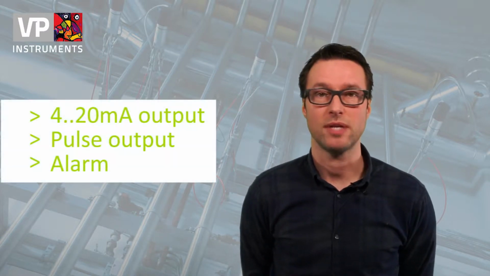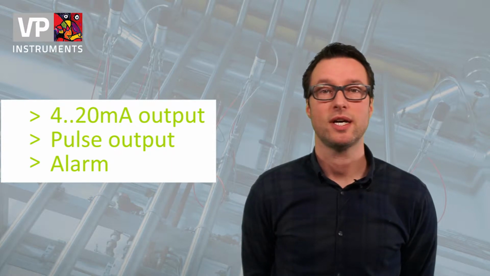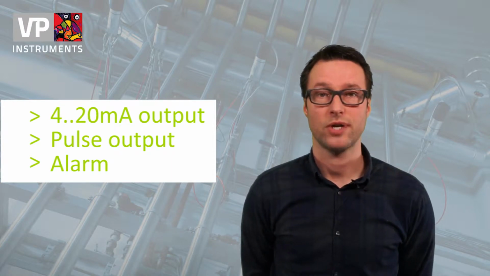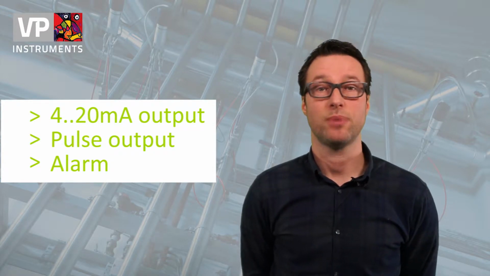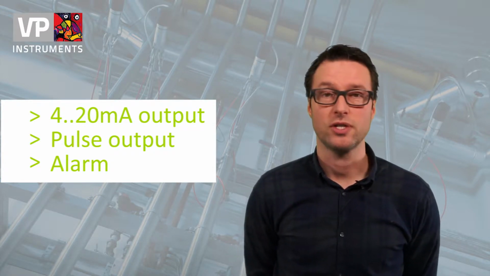In this chapter we will cover the analog settings of the VPFlowScope M. Each transmitter has an analog output which can be used as a 4 to 20 milliamp output to read out either flow, pressure or temperature. The second option would be to use it as a pulse output, and the third option is to use it as an alarm, which we will cover in a different chapter.